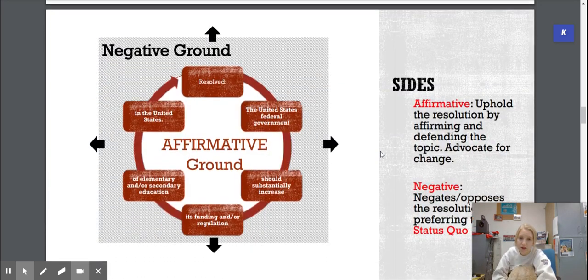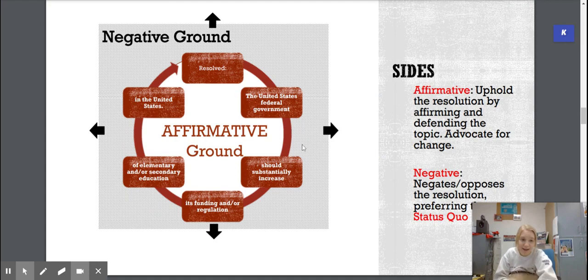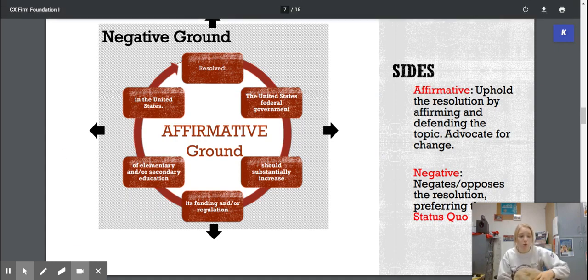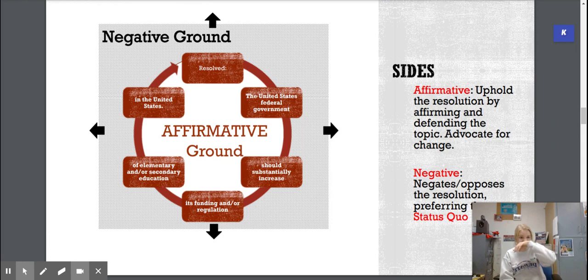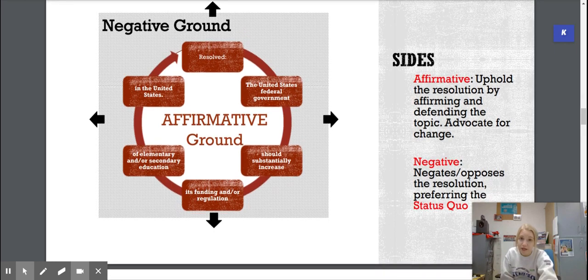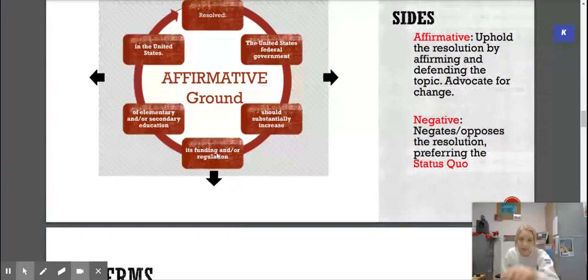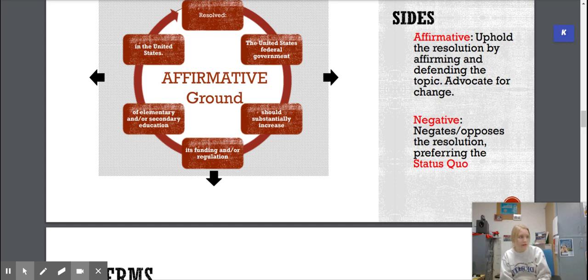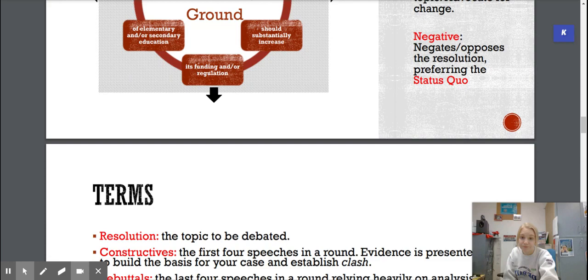Okay, so moving on to what the negative does. The negative has ground anywhere outside of the topic or to respond to the affirmative stuff. So the affirmative has to uphold the resolution and defend the topic. The affirmative will be advocating for change, while the negative just needs to negate the resolution by preferring the status quo. So what that means is the negative is going to say things are fine right now, or things are better if we don't do anything than if we do something. The status quo is what's going on in the world right now, how things look.